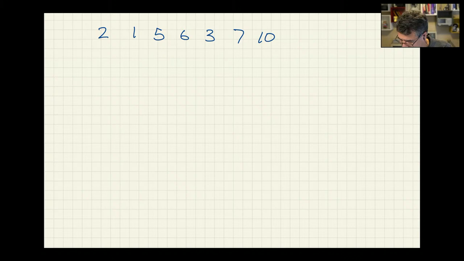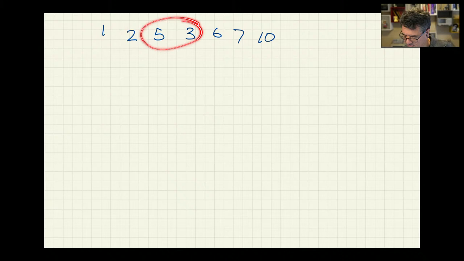Okay, compare these. Wrong order. And then you compare these two, they're in the right order, and you compare these two, they're in the right order. So you start it over again. All right, so this is basically how bubble sort works. Compare these, that's in the correct order. Compare these, that's in the wrong order. So move this. And it's sorted. And then there, there, and there.